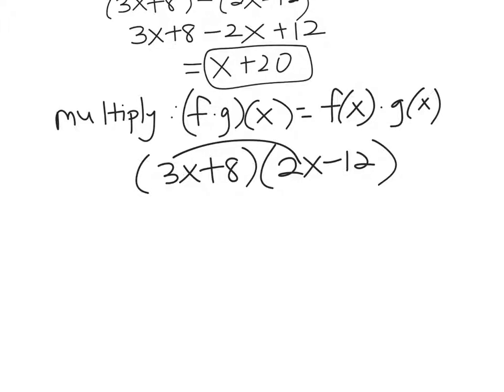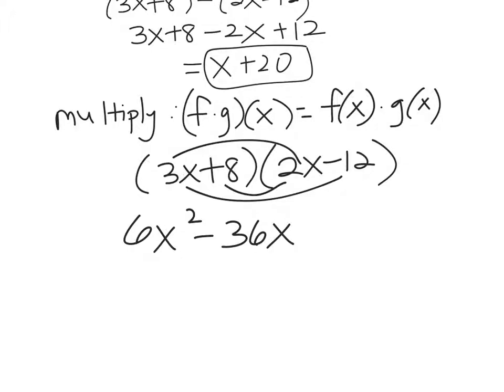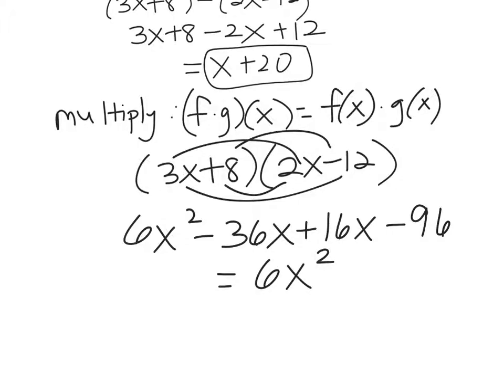3x times 2x is 6x squared. Outside is negative 36x. Inside is 16x. Would you wish your calculator would do this for you? I know. You paid enough for it. And the last would be 8 times 12. What's 8 times 12? 96. Good. Okay, and don't forget to combine. Usually those middle terms add up. So 6x squared minus 20x minus 96.